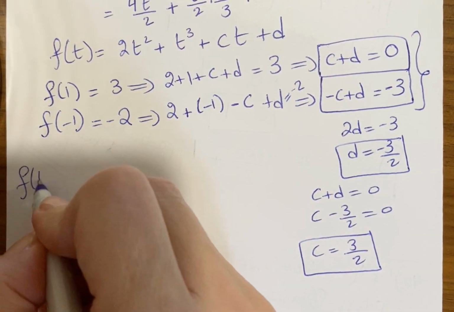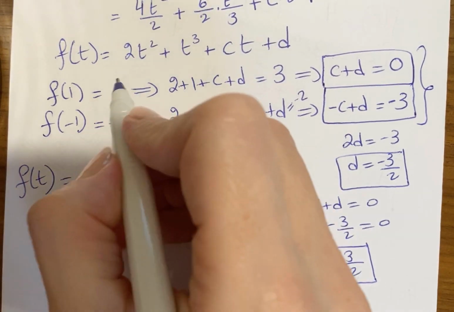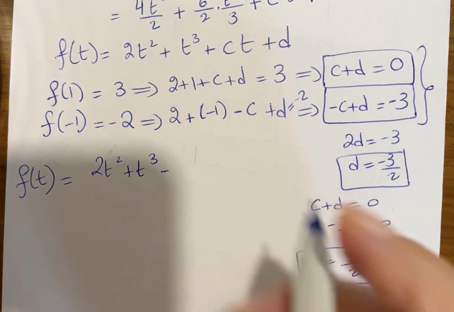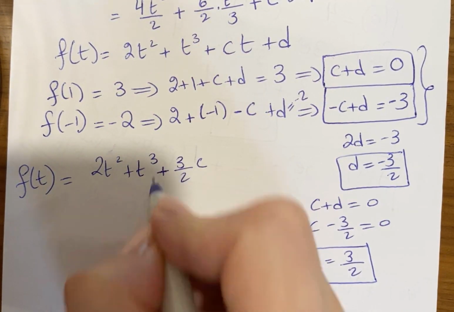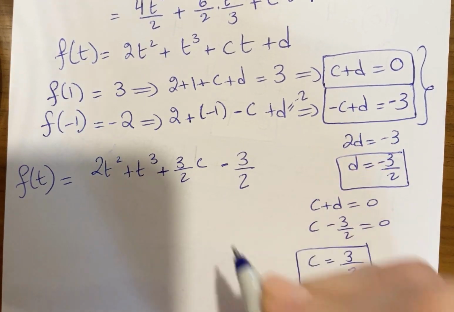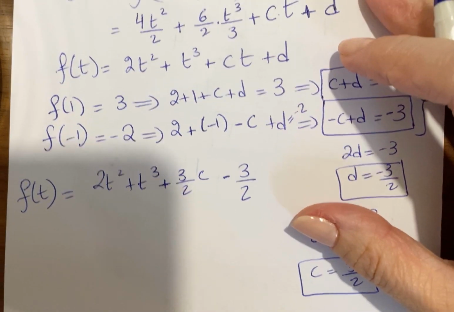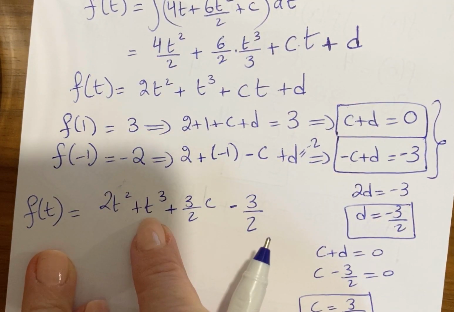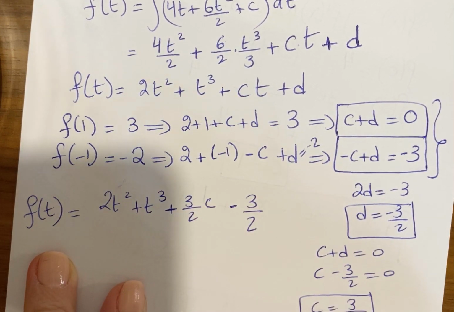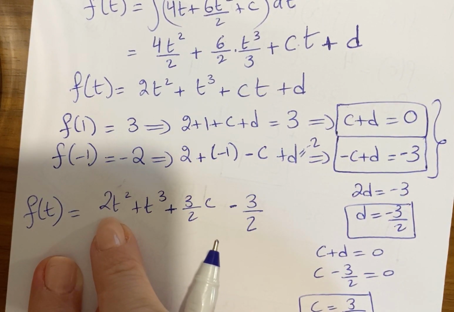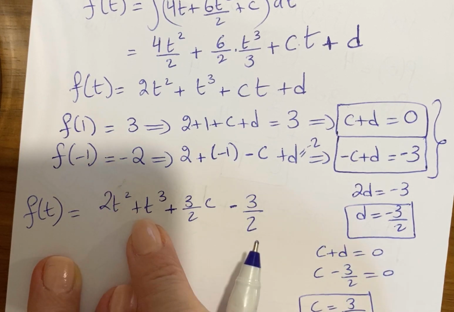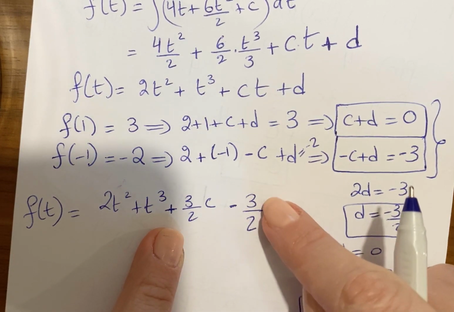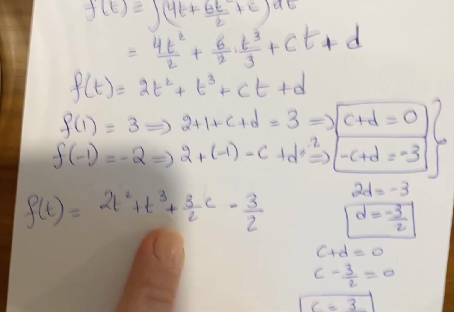This means you go back and you say F of t is what? It's 2t squared plus t cubed plus 3 over 2 t minus 3 over 2. Does this satisfy the conditions that they gave us in the beginning? Is f of 1 equal to 3? 2 plus 1 plus 3 over 2 minus 3 over 2, 3. Well done. Is f at minus 1 equal to minus 2? 2 minus 1, 1. Minus 3 over 2 is minus half. Minus 3 over 2 again is minus 4 over 2, which is minus 2.